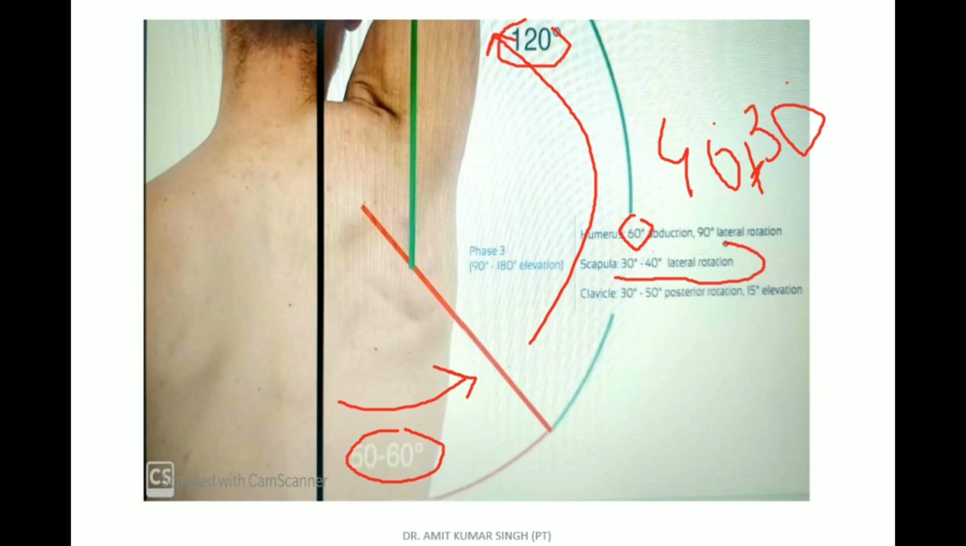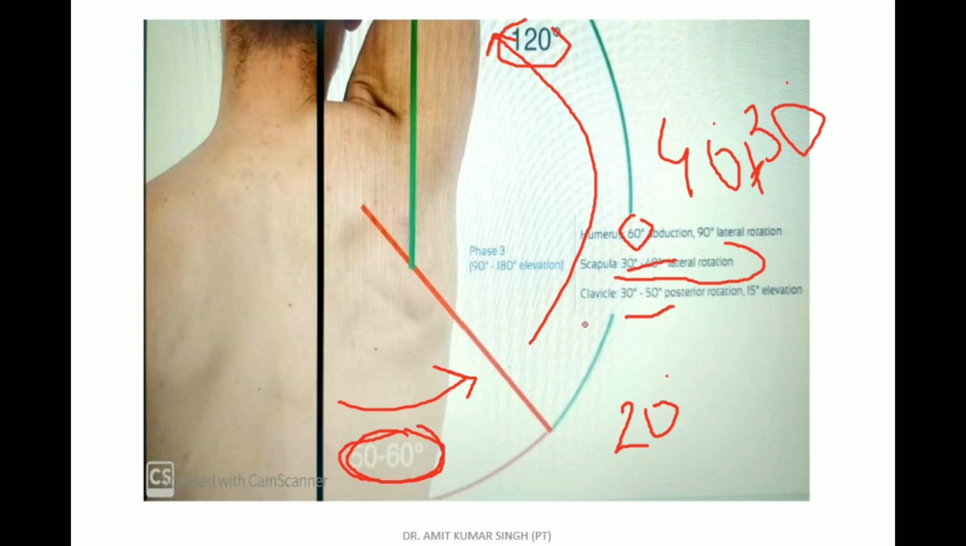We have already achieved 20 degrees in the previous phase, the second phase. In the first phase, remember, there was minimal movement in the scapulothoracic joint. In phase 2 we achieved 20 degrees of lateral rotation. Now in phase 3 we have achieved around 30 to 40 degrees. So this 30 to 40 and 20, we get around 50 to 60 degrees of movement.